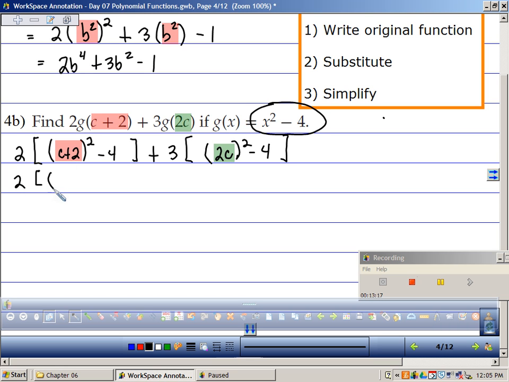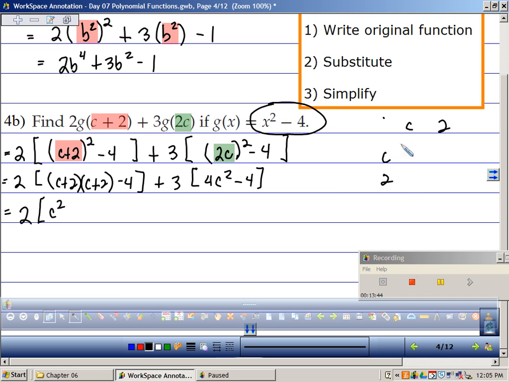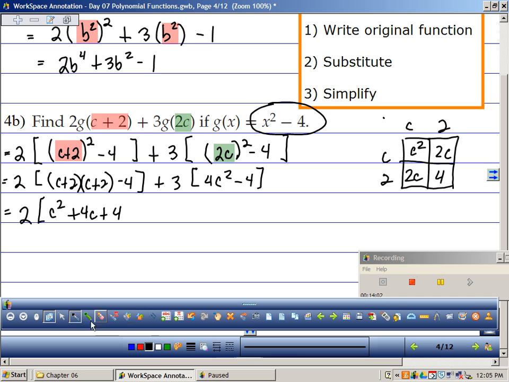All right, so c plus 2 is c plus 2 times c plus 2, minus 4, plus 3. 2c squared is 4c squared minus 4. Continue on, and I get 2 times, I'm going to do this out here, c and 2 and c and 2 is a 2 by 2. Foil it. So that's c squared and 2c and 2c and 4, which makes a total of c squared plus 4c plus 4. That's this part right here. This is foiled.